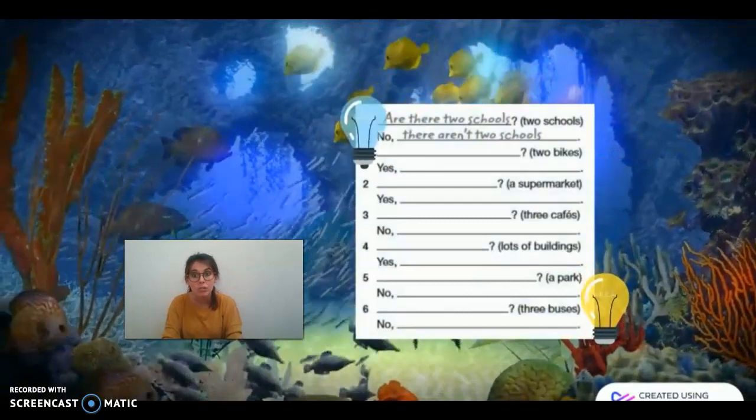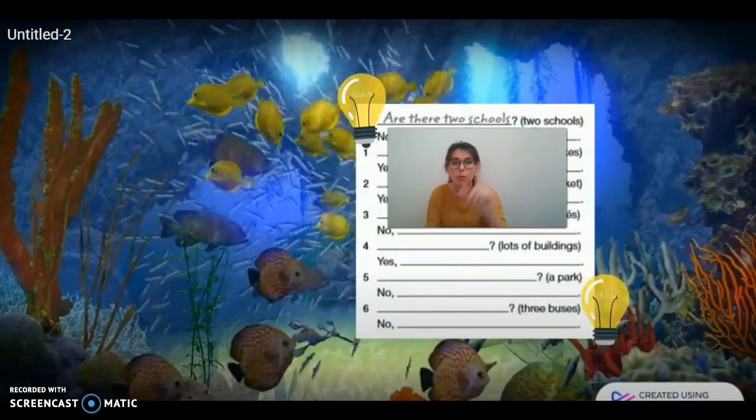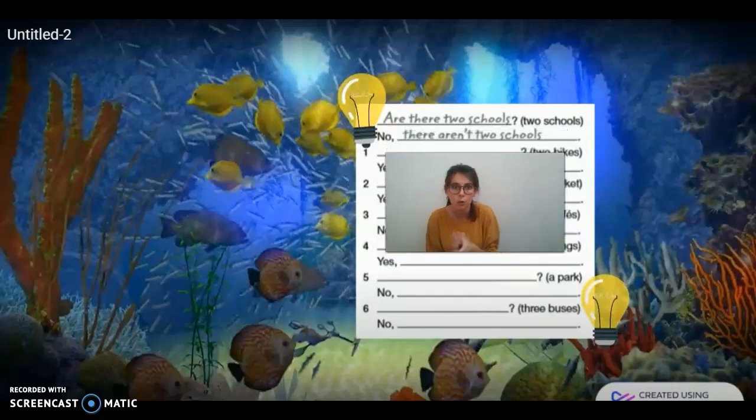And here we have questions this time. Questions and answers. So remember, for questions over here, you're going to invert the order. So you're going to say, are there 2 schools instead of there are, because it's a question, right? Are there 2 schools? Is there a park? Are there 4 ants? And the answers, no, there aren't, or yes, there are, or no, there isn't, or yes, there is.